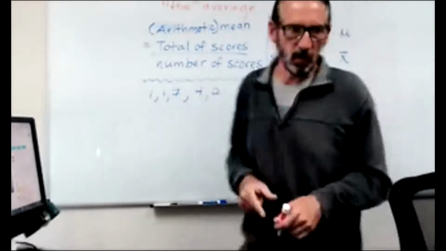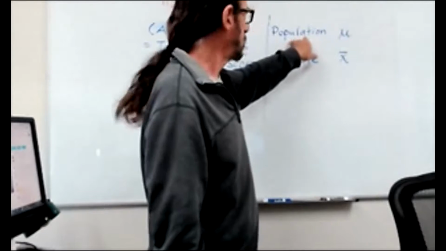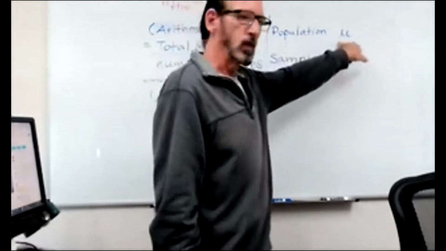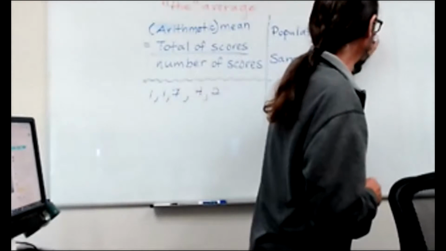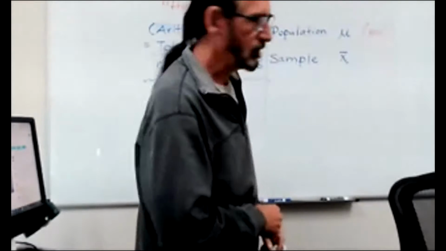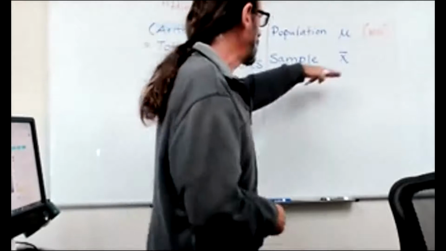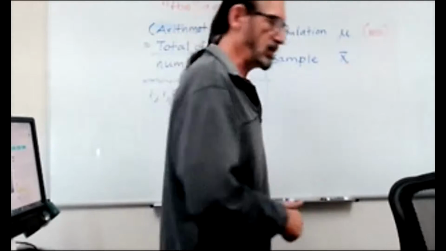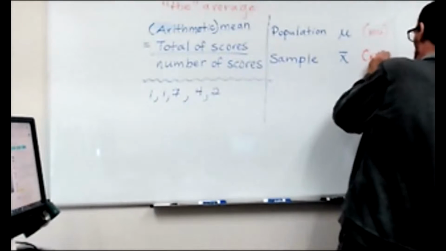And as a quick side note, if you've gathered information from all individuals you're trying to describe, then we use the lowercase Greek mu, which is their equivalent for M. Since a lot of times the scores will be called the X's, then we have X with a bar over it. That's just read as X bar. That's if you've only gathered information from a sample.